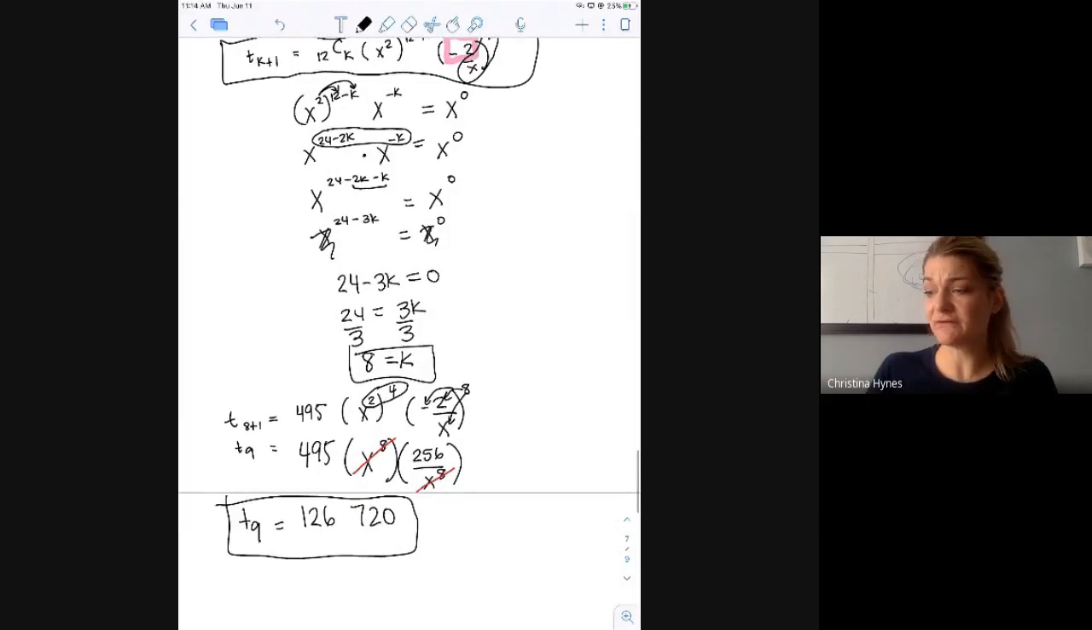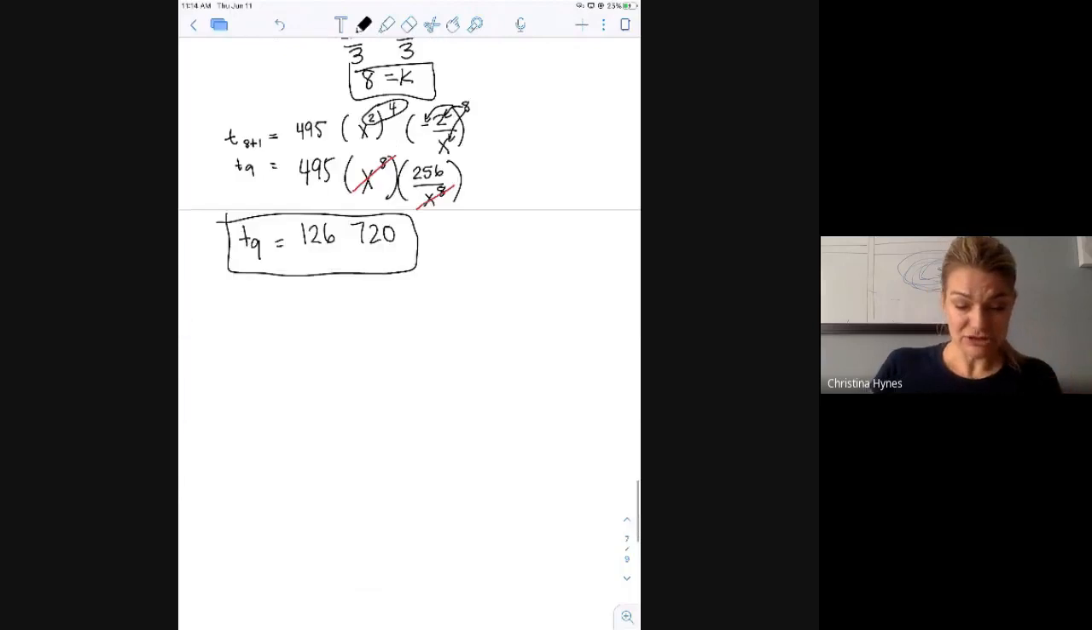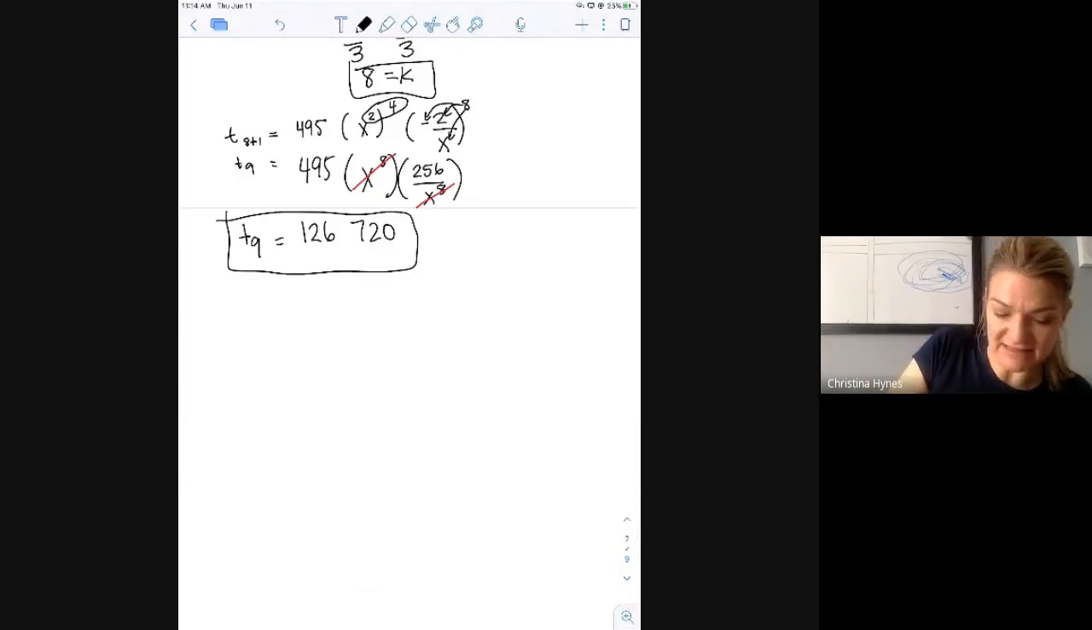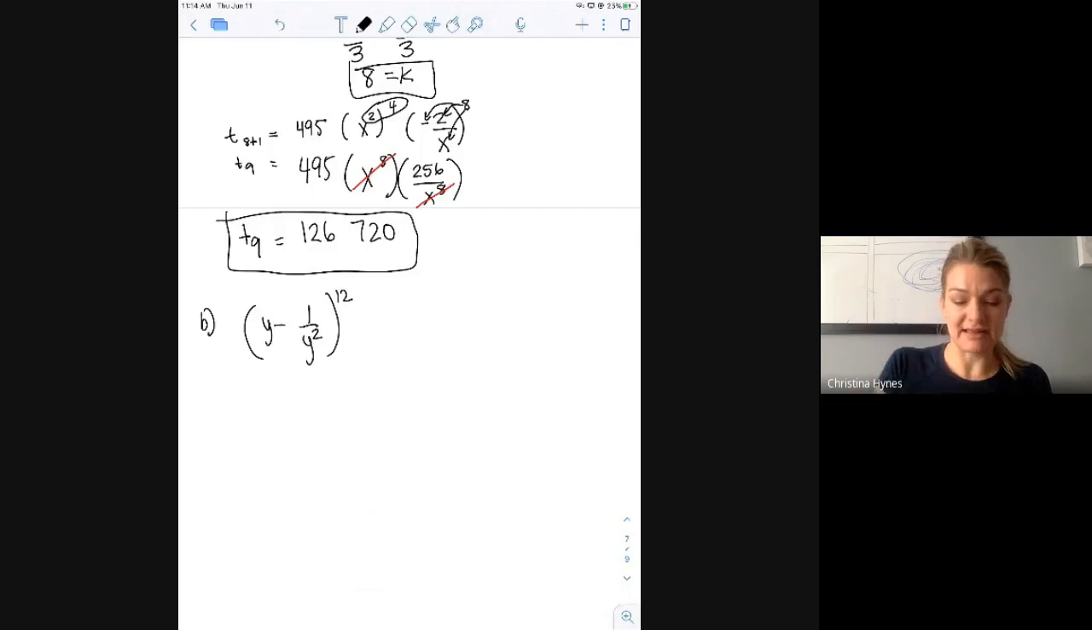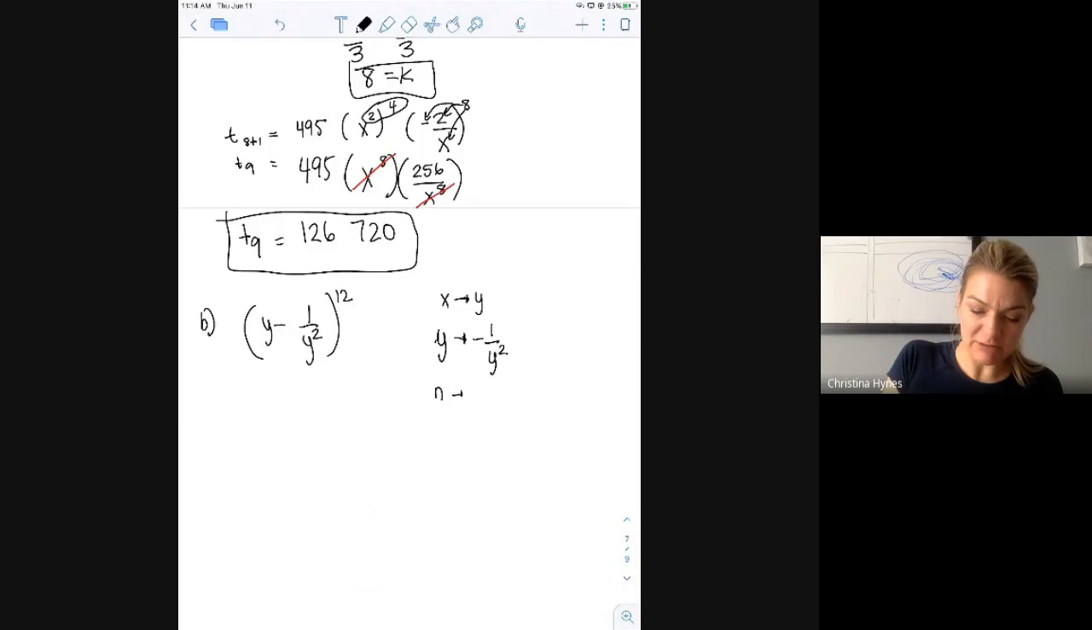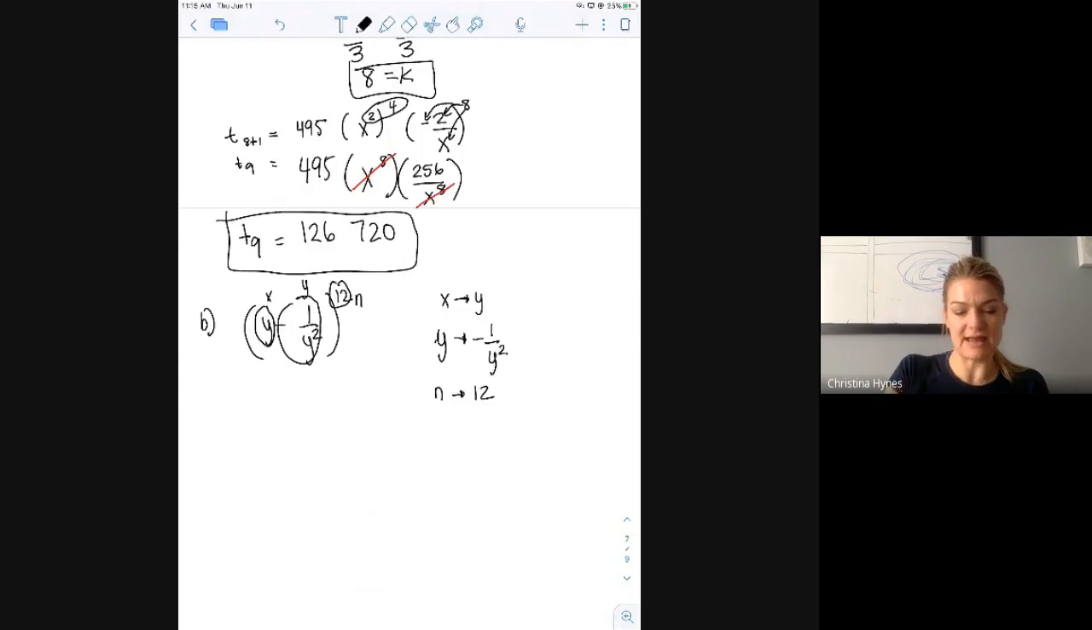Now I'm going to do question 4B just to show you that it's the same, just for extra practice here. So this is the next one, B. y minus 1 over y squared, to the power of 12. So first label what everything is. Well, x will be your y, and y will be replaced with negative 1 over y squared, and n will be replaced with 12. So you look at that binomial, and remember the first is always your x, including the sign, the second term is your y, and this is always your n. So label that so that way you put stuff in the right spot.